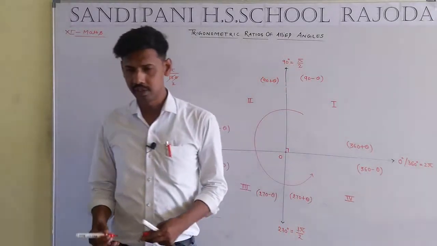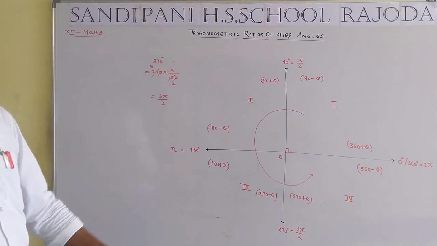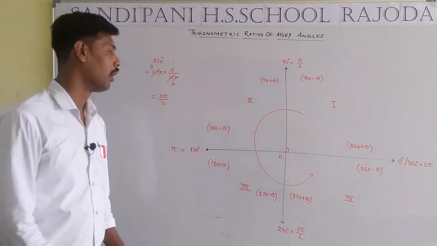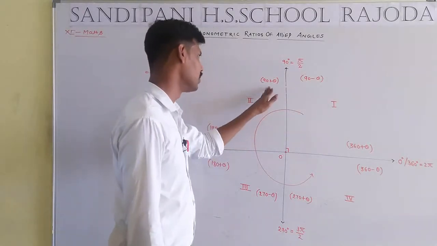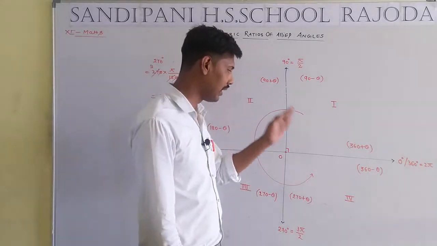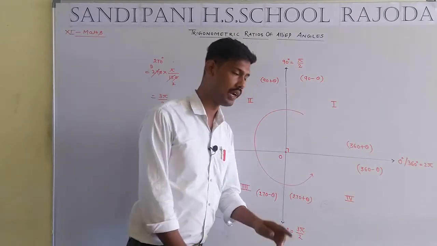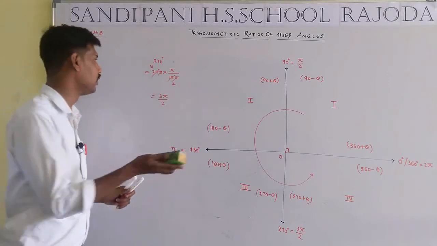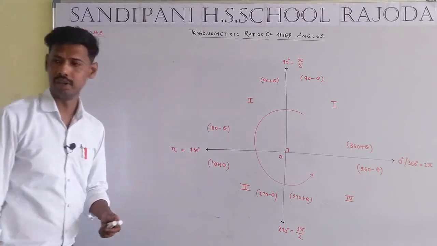I hope you understand all the points. 90 minus theta, 90 plus theta, 180 minus theta, 180 plus theta, 270 minus theta, 270 plus theta, 360 minus theta and 360 plus theta. All parts: the first part consists of two variations, the second part also consists of two variations, the third part also consists of two variations, and finally the fourth part also consists of two variations.